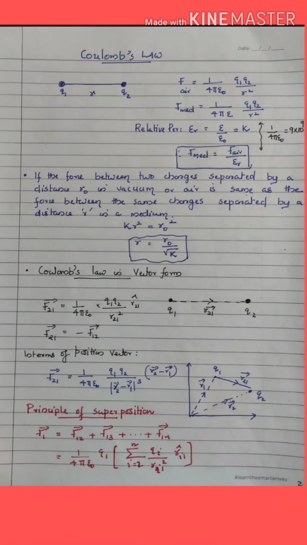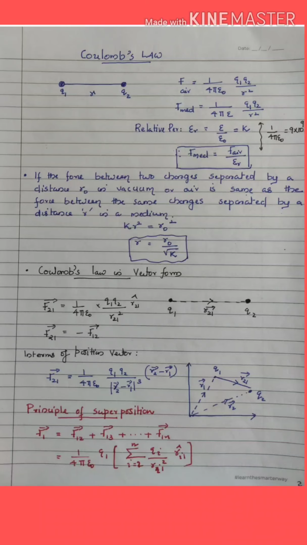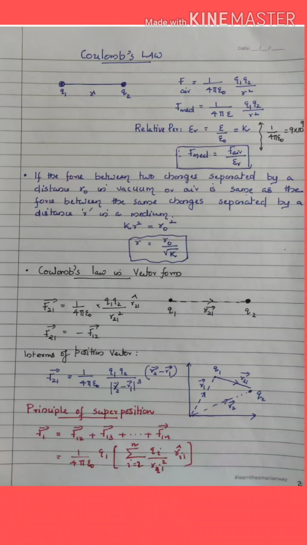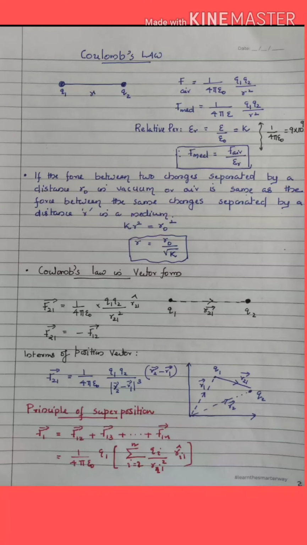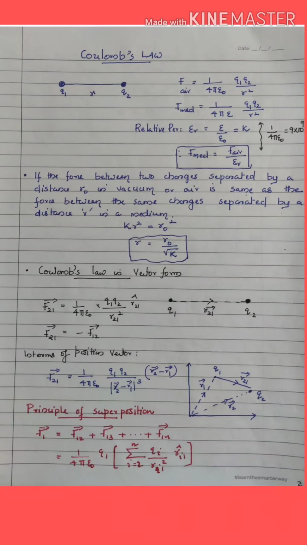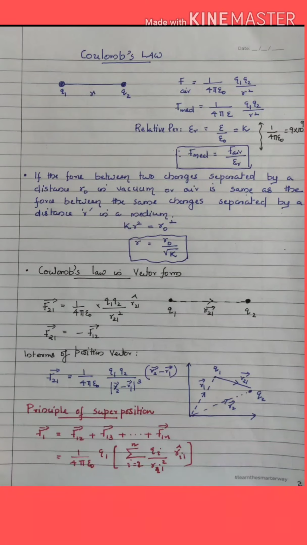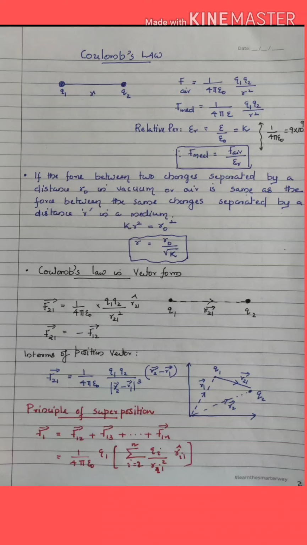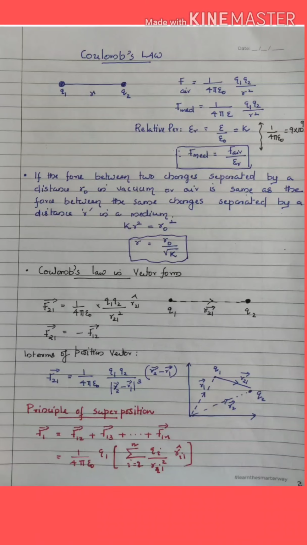Look, Coulomb's law in vector form. The force on 2 due to 1 is expressed as F21. It is repelled, since the charges are of the same nature as Q1, and hence we have to take the vector R21. So F21 takes the value 1 by 4 pi epsilon 0, Q1 Q2 by R21 square, into R21 cap. So we can write F21 vector is equal to minus F12. It is a very important concept. They are equal but opposite.